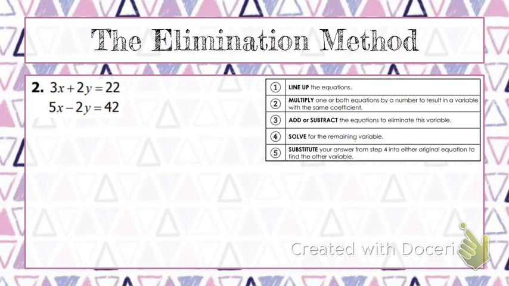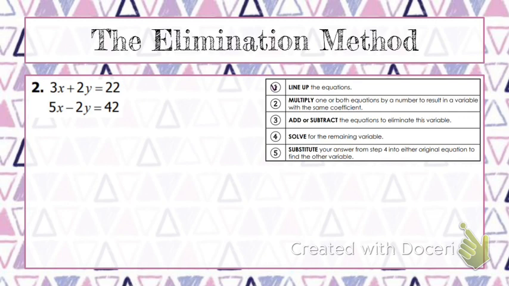This is one of those videos that once you have the hang of it, if you want to work ahead, that's fine. But you should come back here to check your answers and make sure that you understand exactly what you're doing. So we're going to just start from step 1 again. First, we want to line up the equations. So we have x's, we have y's, and we have constants on the other side.